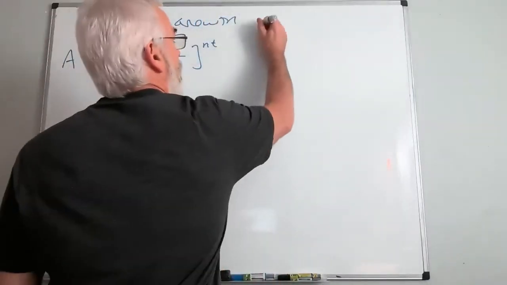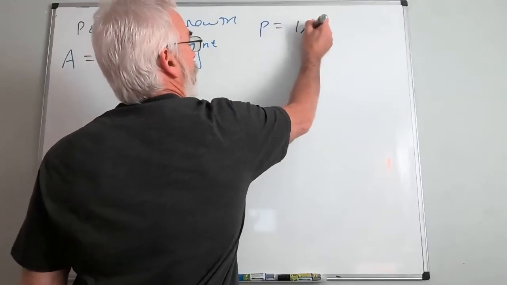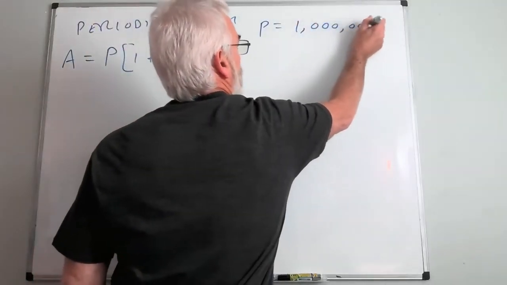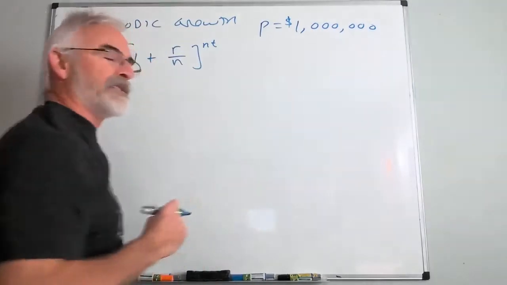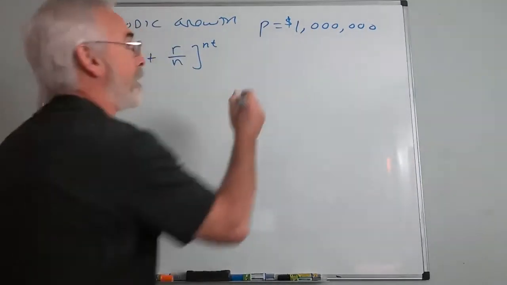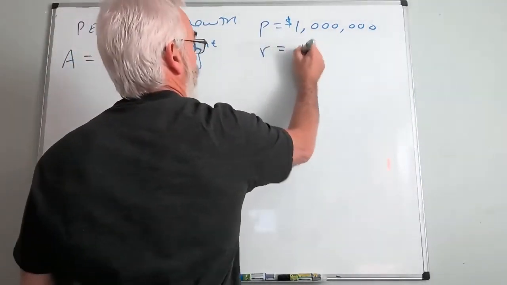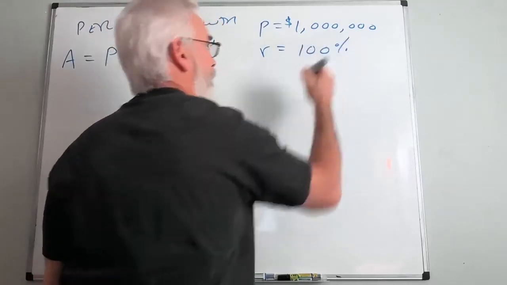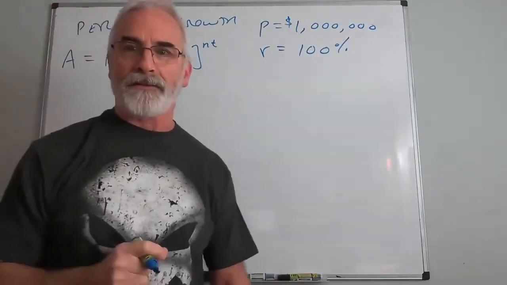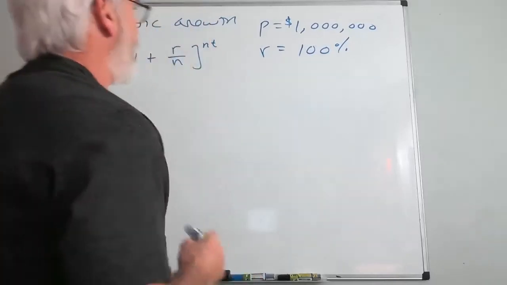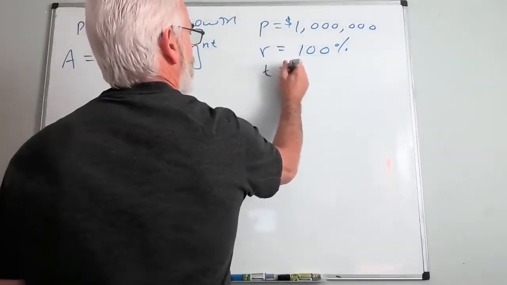So here's what we're going to do. Like any good loan shark, we're going to loan $1 million. 1 million because it's a nice round number that's easy to work with. And of course, like any good loan shark, our rate will be 100%. That seems like a no-brainer. And we're going to talk about just 1 year.